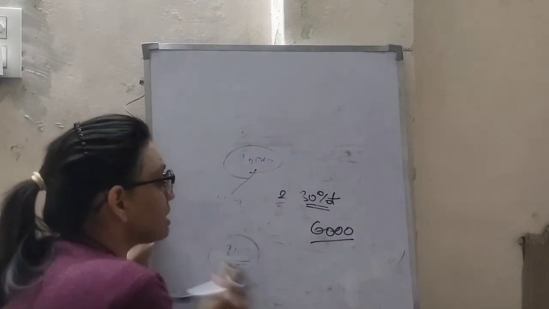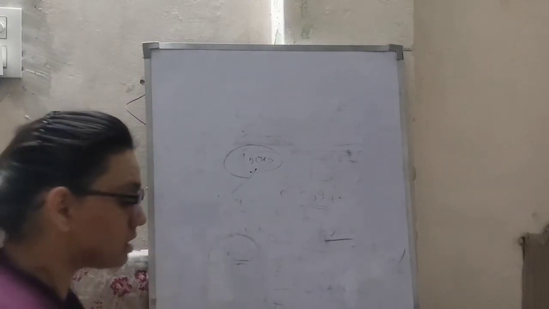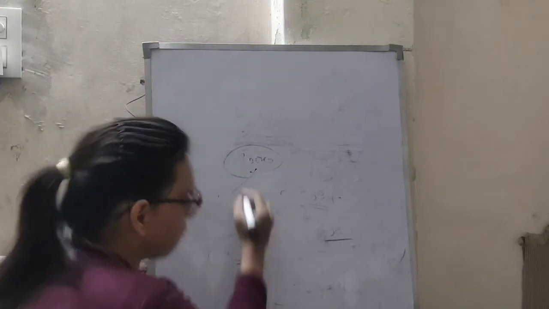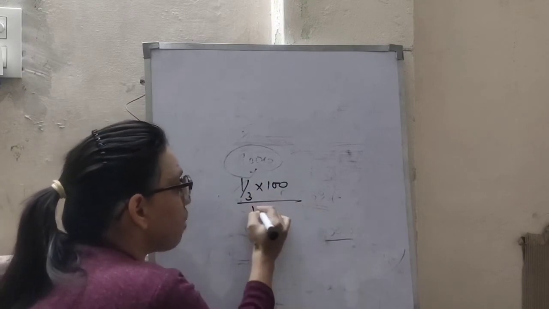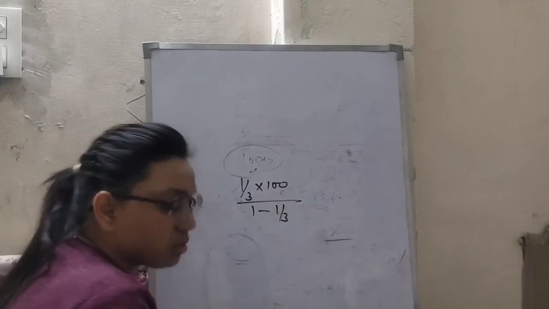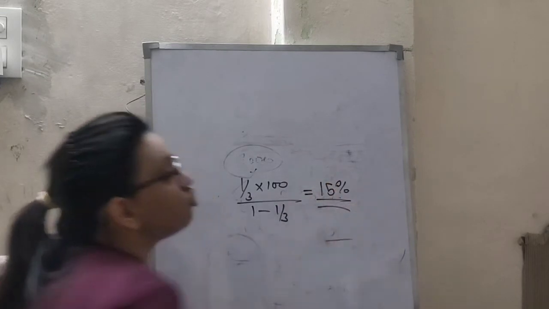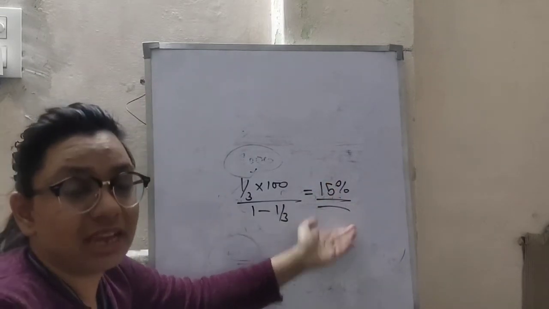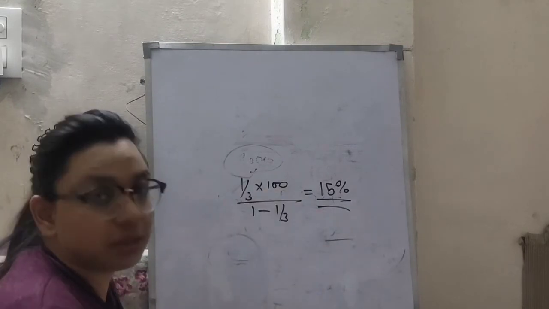So what is the direct formula that we just understood here? We will have a formula that is 1 by 3 into 100 divided by 1 minus 1 by 3. So this will be equal to 15%. Now you should have 15% gain in order to cover that loss of 30%.